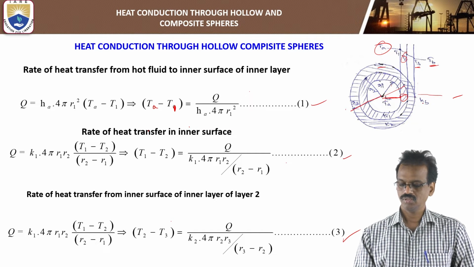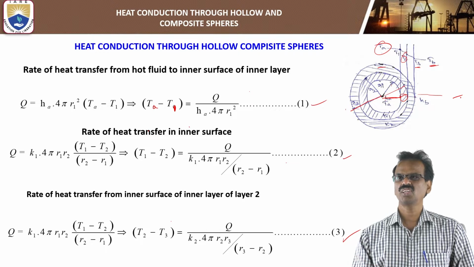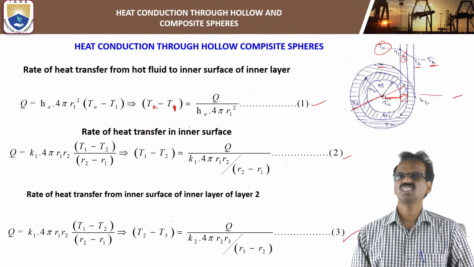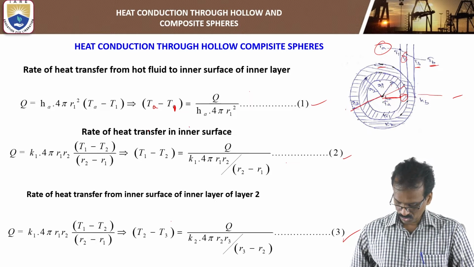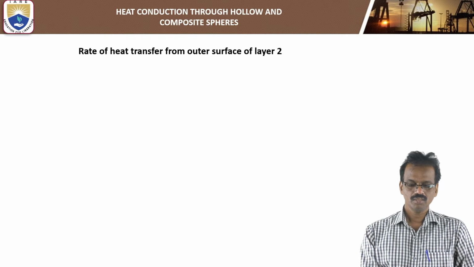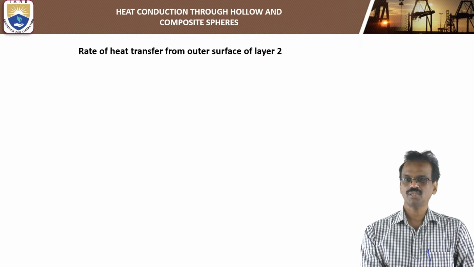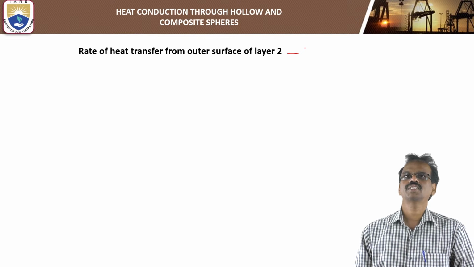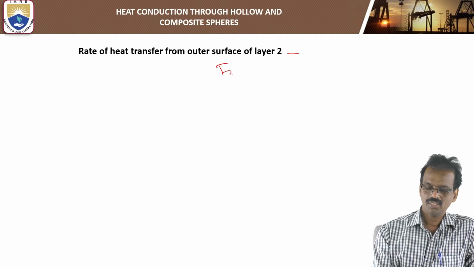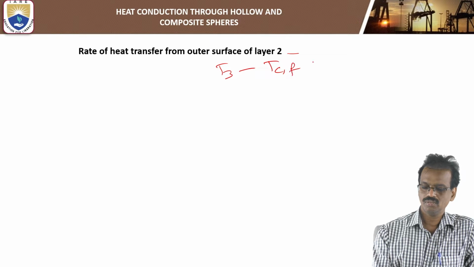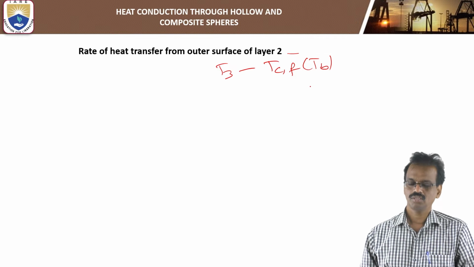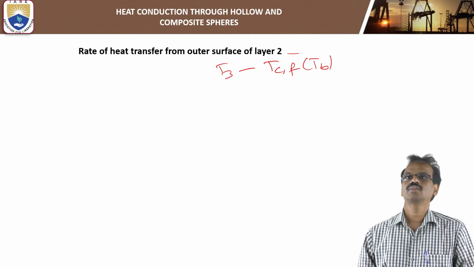That is done by, it means solid to fluid. So that is the convection process. By using the convection process, you can write the rate of heat transfer from the outer surface of layer 2 to atmospheric conditions, meaning temperature T3 to T cool fluid. Otherwise, you can write TB, or T infinity, you can write anything.